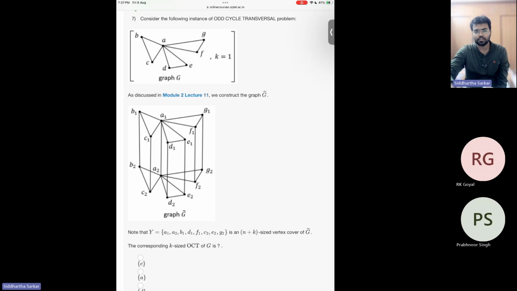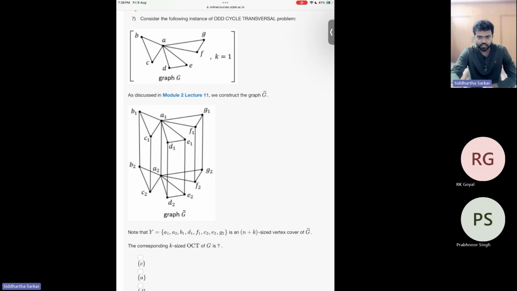So observe that this Y set of vertices A1, A2, B1, D1, F1, C2, E2, G2 is in fact a vertex cover for this G tilde, this larger graph containing two copies of every vertex of the original graph. And it contains n plus k vertices. So n is 7, k is 1. Now, from this observation that Y is a vertex cover for G tilde, your task is to obtain a size k OCT, that is an odd cycle traversal, of the original graph.